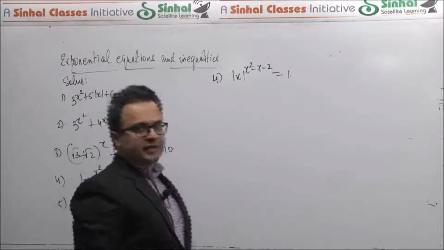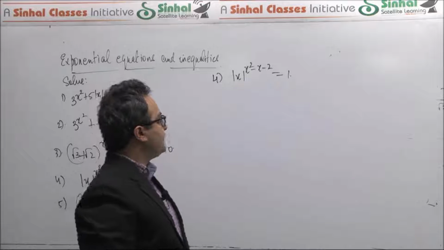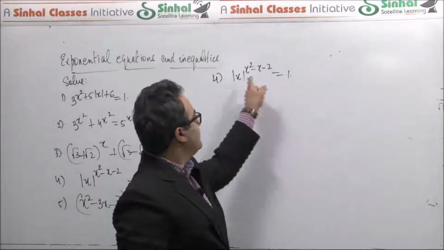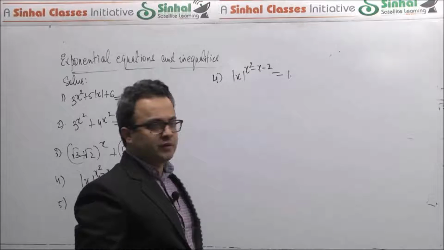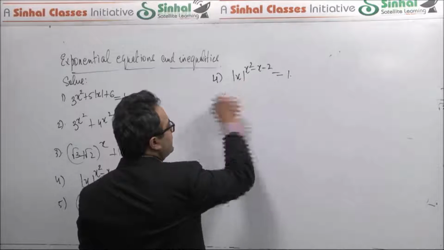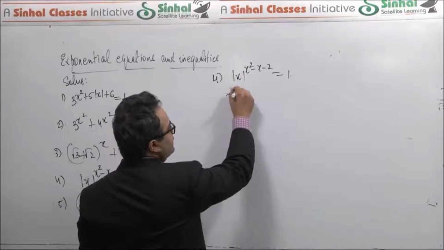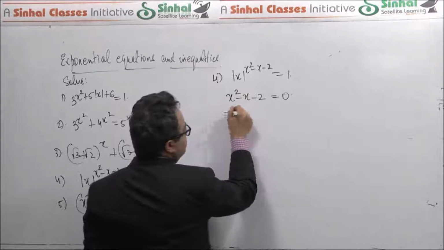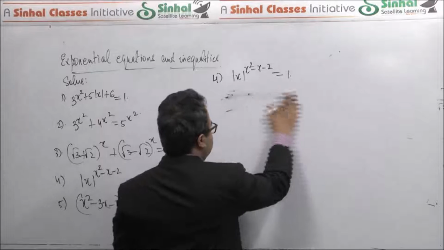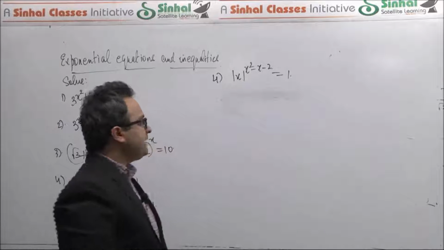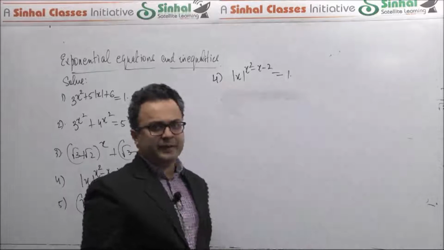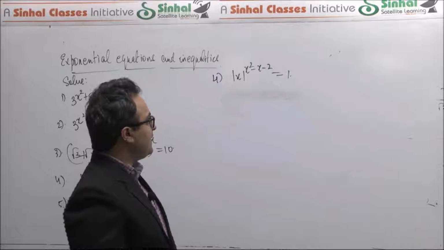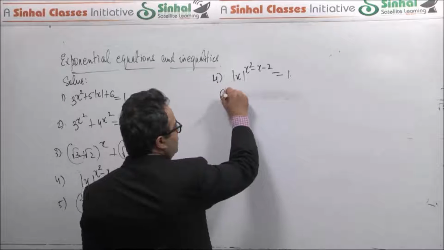Now the fourth question, we actually have to be slightly careful. If we just say that the 1 over here can be written as mod x raised to 0, and therefore x square minus x minus 2 equal to 0 gives us the solution, then the answer will be incomplete. The problem in this question is that the base itself has a dependence on the variable x, and you have 1 on the right hand side. So we'll have to take two cases over here.